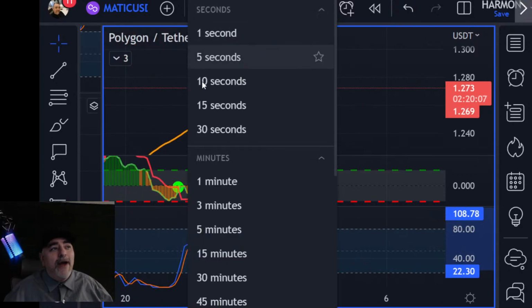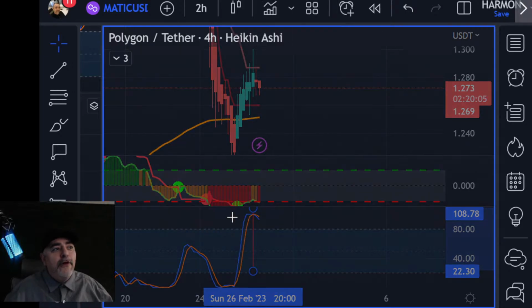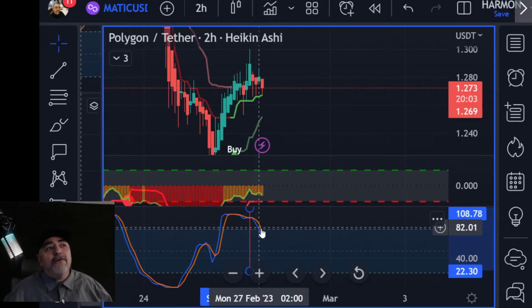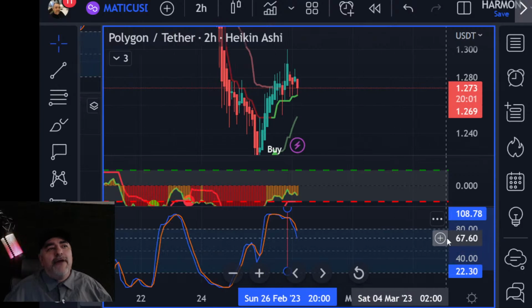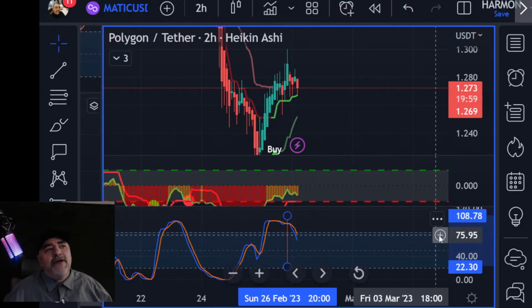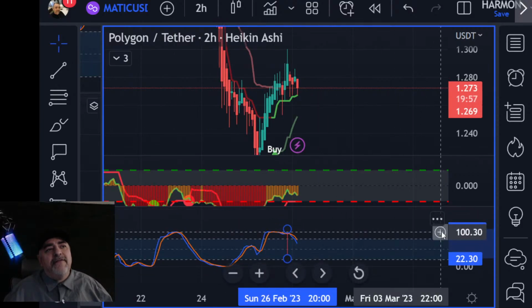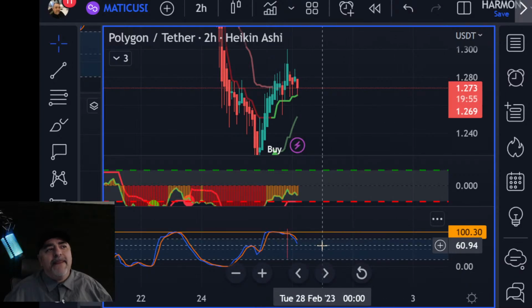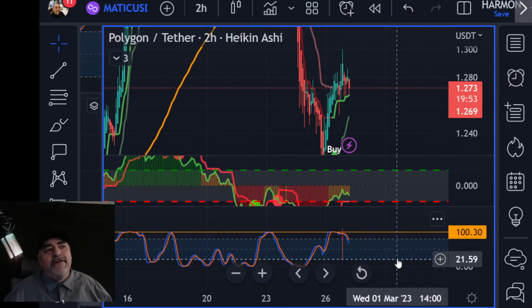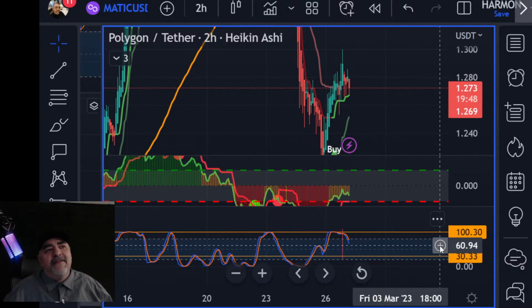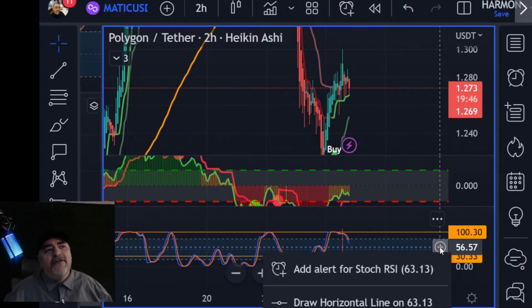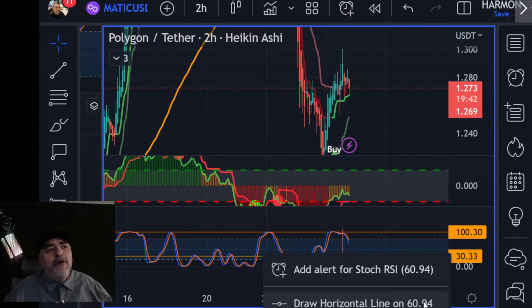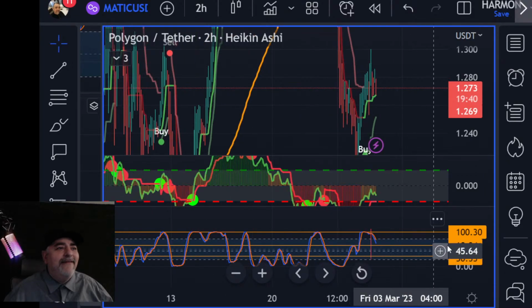Now, what do I do? I go to my 2-hour, baby. And I make sure the 2-hour is also confirming and how far along the 2-hour is. So the 2-hour is pretty much just starting off here. It's pretty high up on the level. It's really getting started. Hasn't broken the 30 line yet, which is right here. The 60 line. Let's go down to 60, baby. You got to put your lines in there, bro.